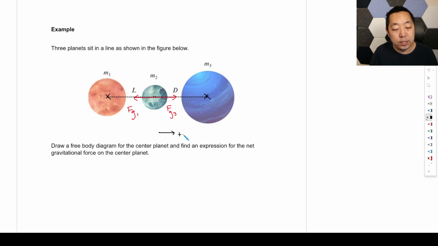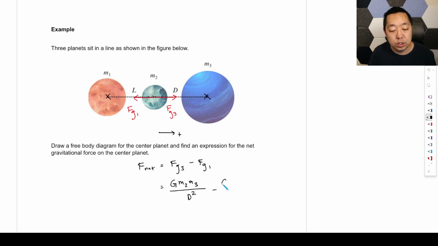Now we're going to make right positive, and our F net is going to literally be FG3, and I just chose right to be positive. There's nothing special about right. And then FG1's pointing to the left, so that's a minus there. Now FG3 is going to be G times the masses of the two planets here, so M2 M3, divided by the distance between their centers of mass, which is D squared, and then FG1 is going to be between these two planets, G M1 M2, divided by the distance between their centers of mass, which is L squared, like that.